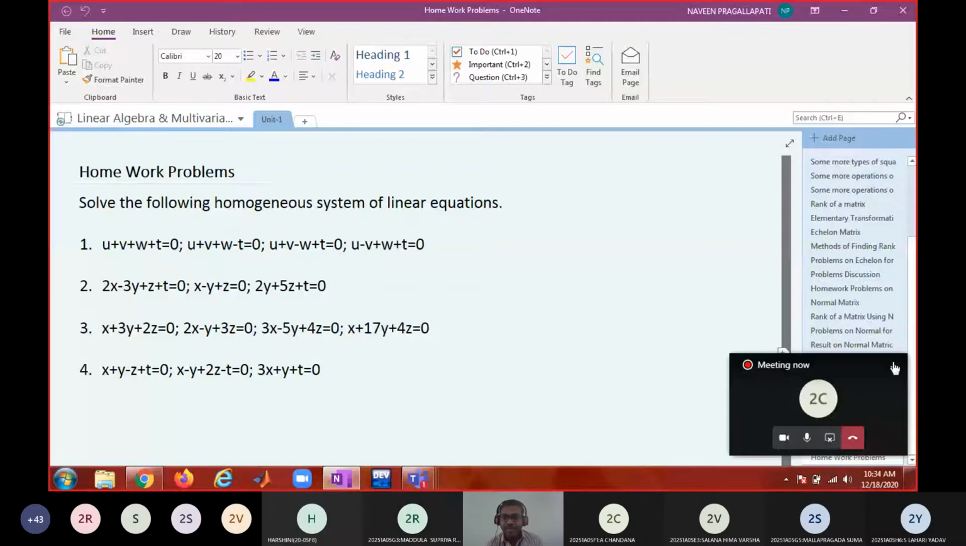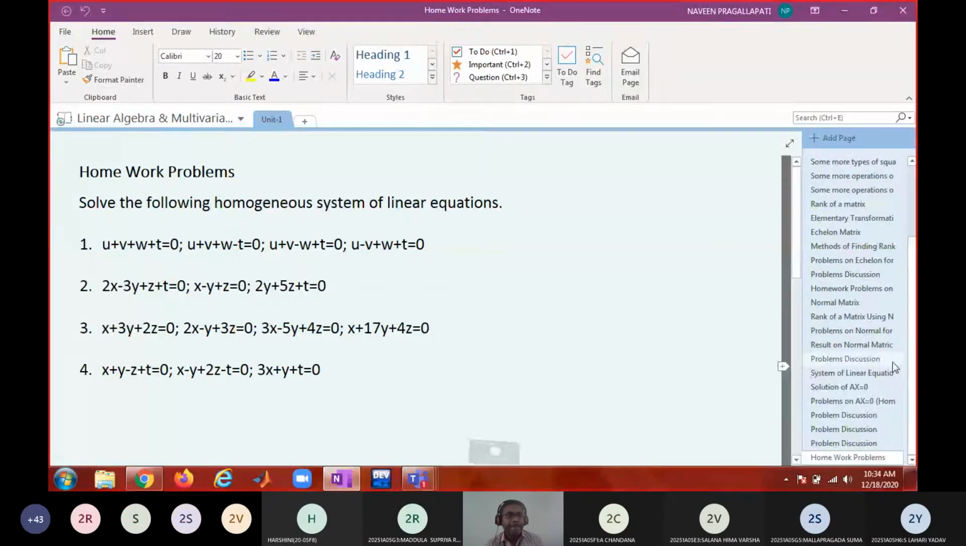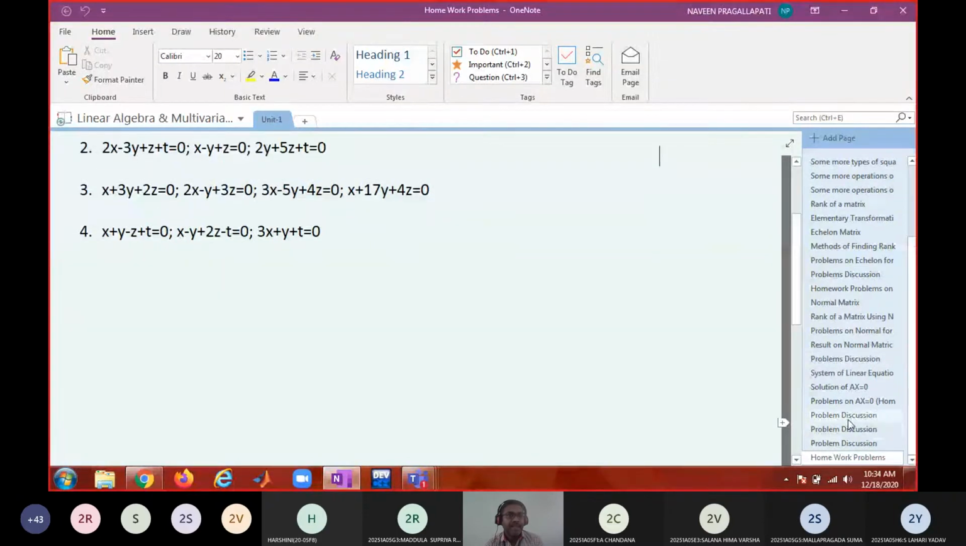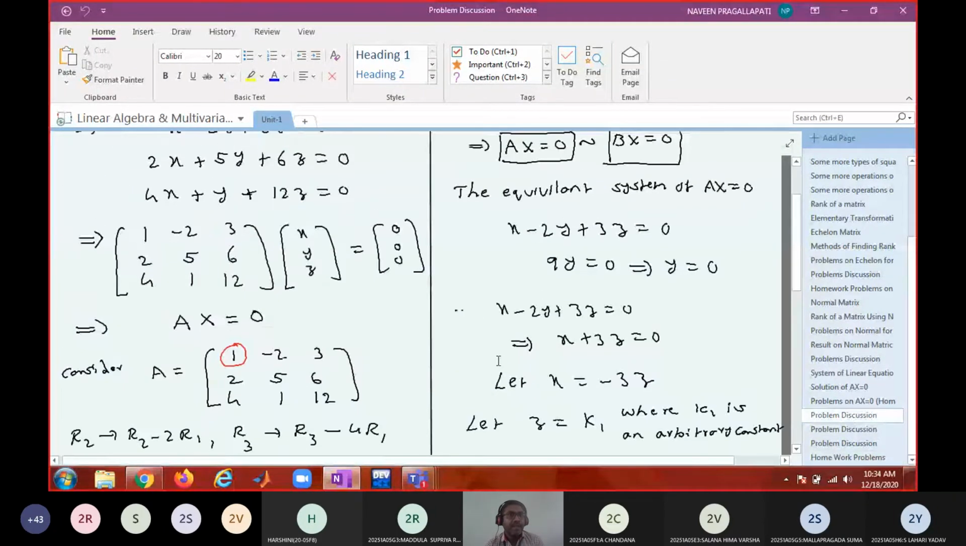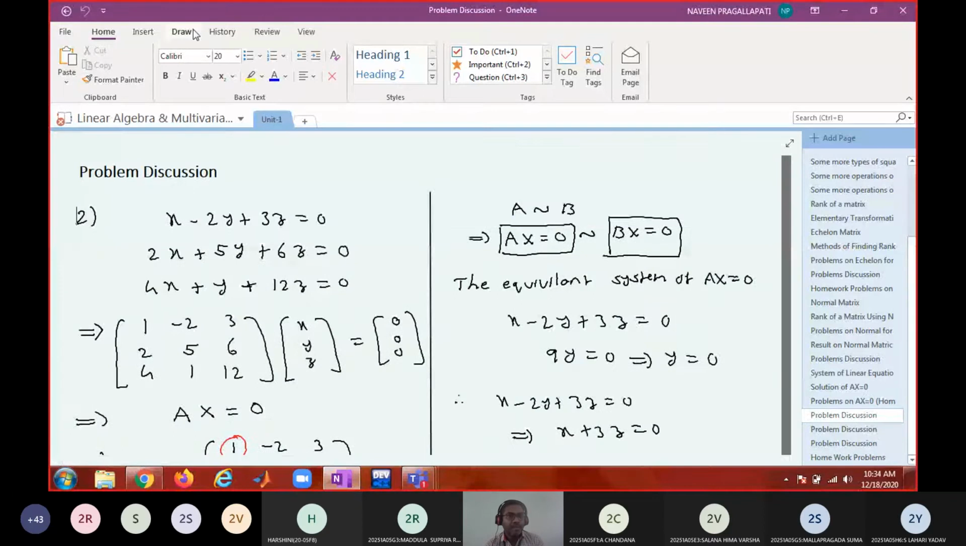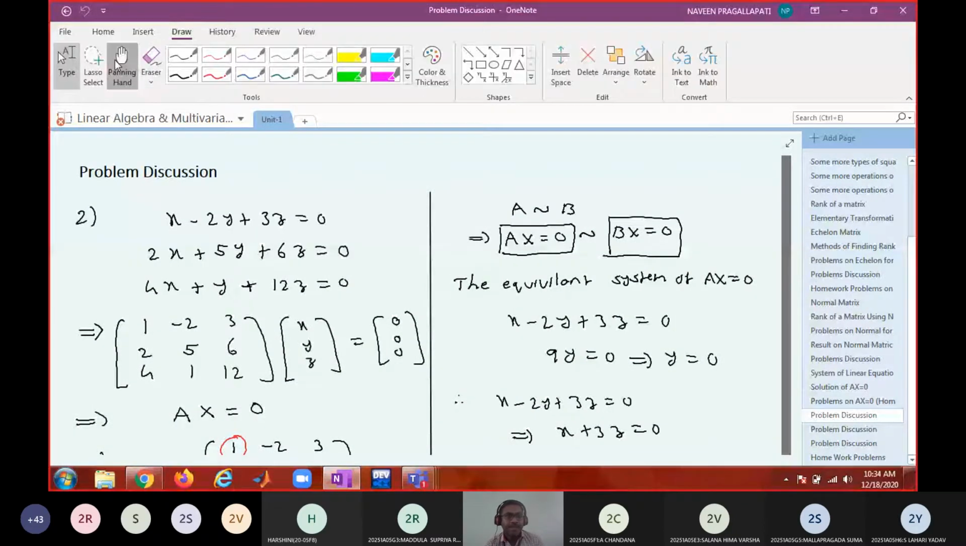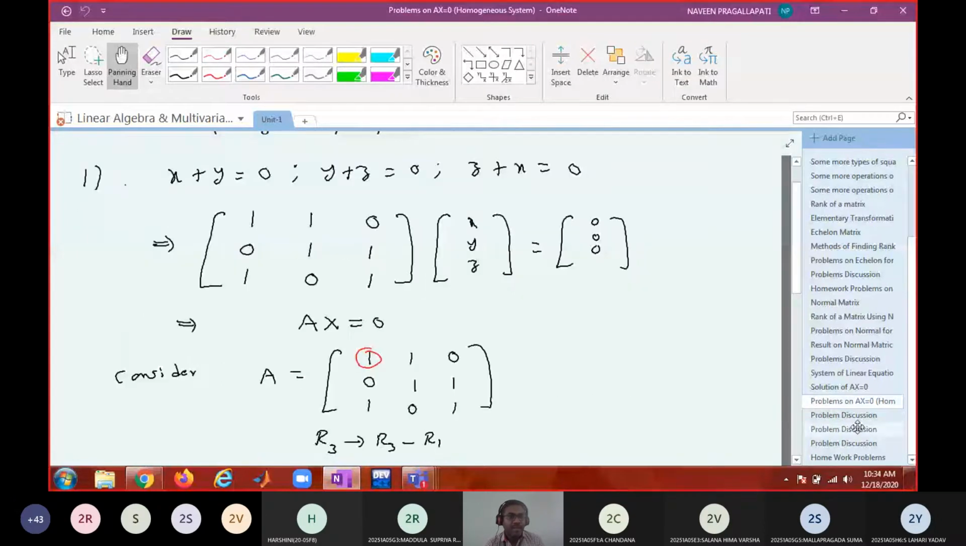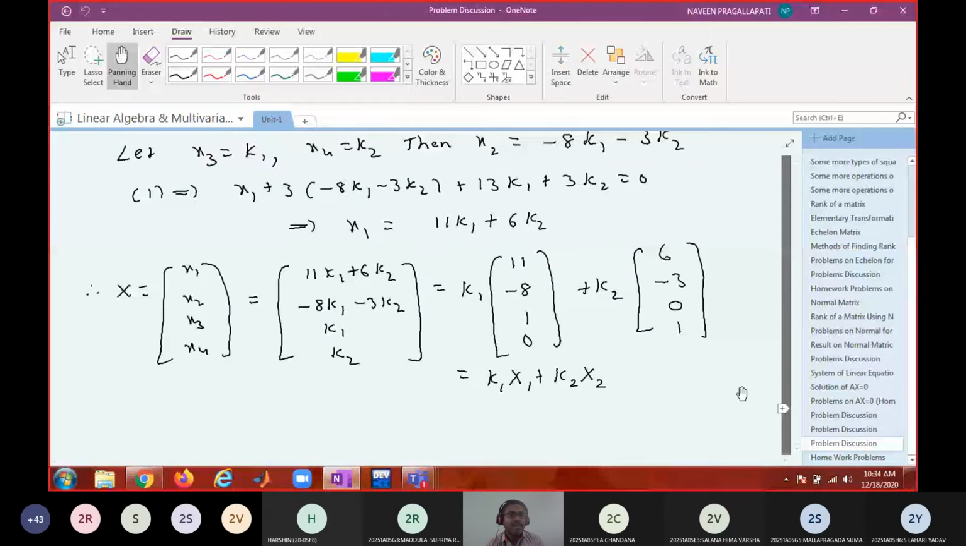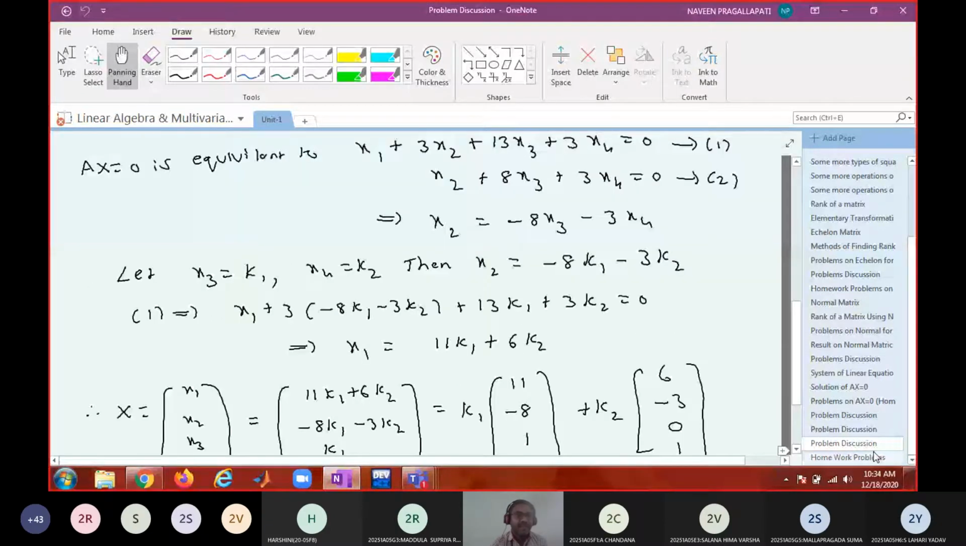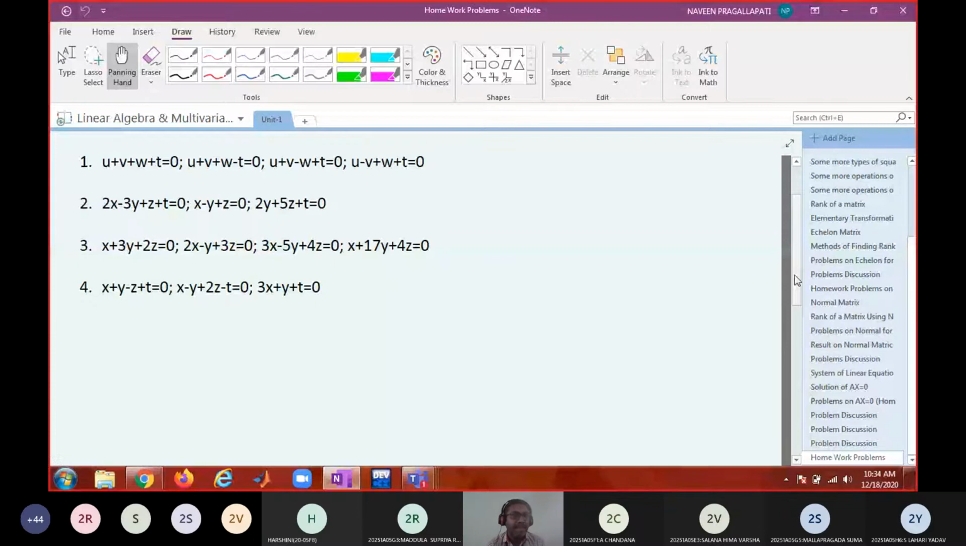Yesterday we have discussed these problems. Here the number of variables is equal to the number of equations. In this problem also the number of variables is equal to the number of equations. That means m equal to n case. Here also m equal to n case. All these problems we did for m equal to n case.